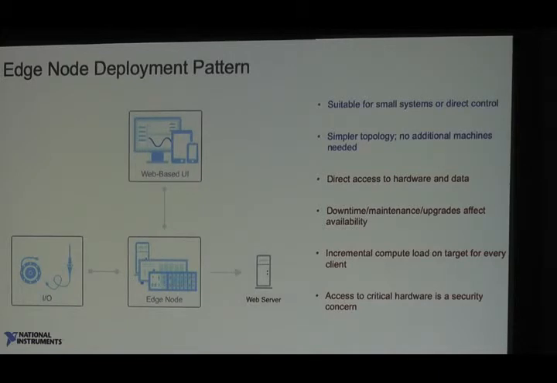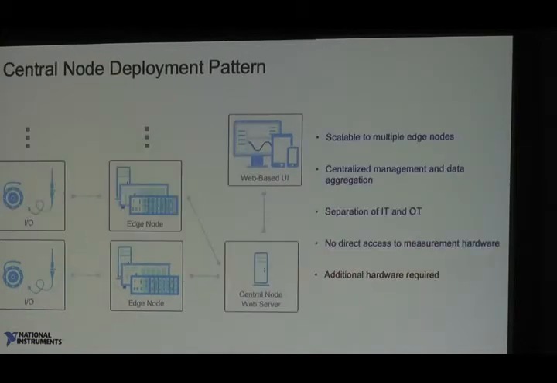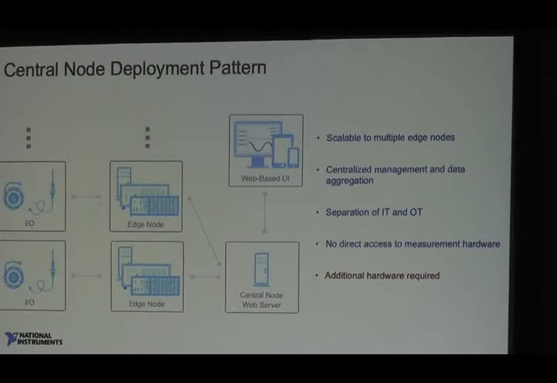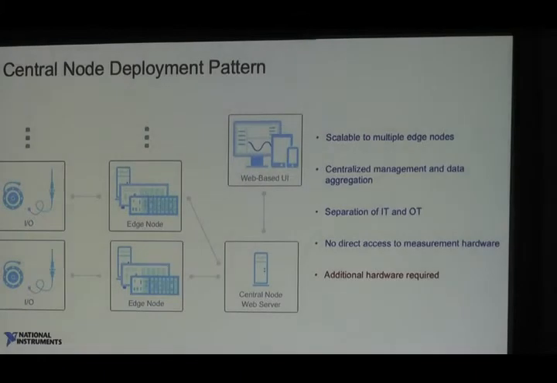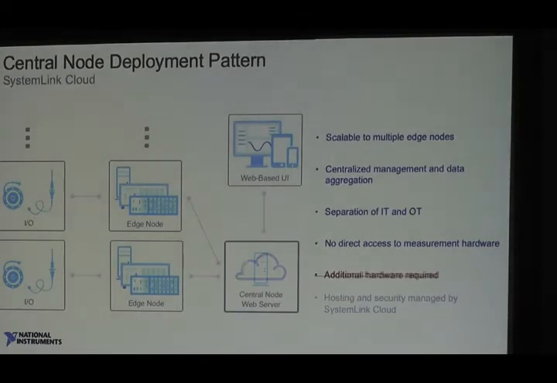But this is a fine pattern for if maybe you just want a simple UI to look and configure your compact Rio. You can also put your web application on a centralized node and have multiple different hardware assets talking to the one place. That kind of separates out the load being on your edge nodes and puts it all on one dedicated server. It does require you to have that dedicated server. That's not always an option, so for that, I would recommend considering SystemLink Cloud. You can host your web application in the cloud, have all your devices talking up there. It's secure. We handle security for you, and then that way you don't have to have that extra network PC in the mix.